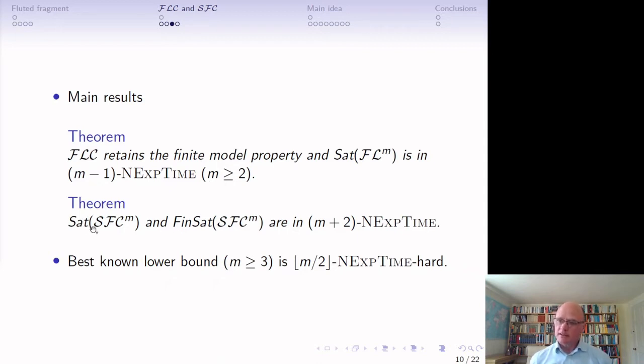The satisfiability problem for the m variable subfragment of the semi-fluted fragment with counting, as well as its finite satisfiability problem, are in (m+2)-NEXPTIME. And the best lower bound for these logics is m divided by 2 NEXPTIME-hard. So quite a gap. This is quite something of a yawning gap that opens up as m gets large.